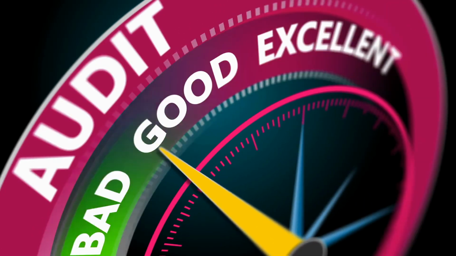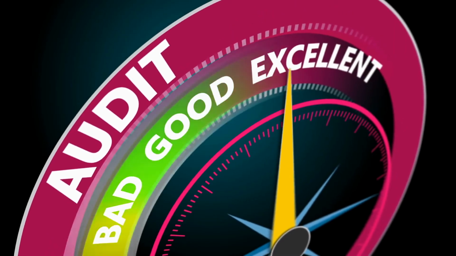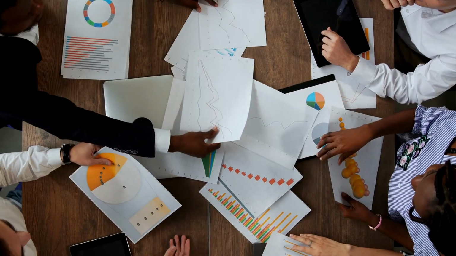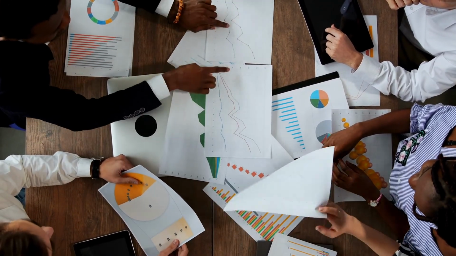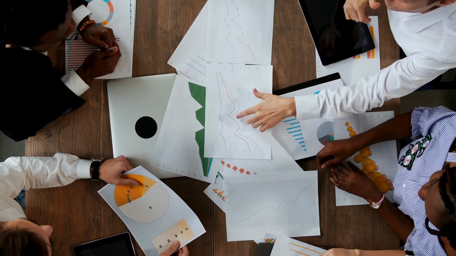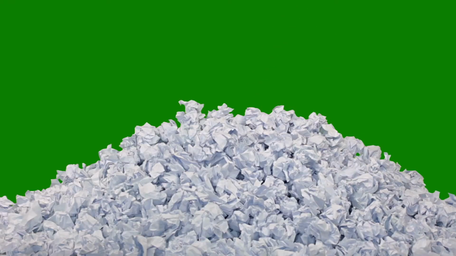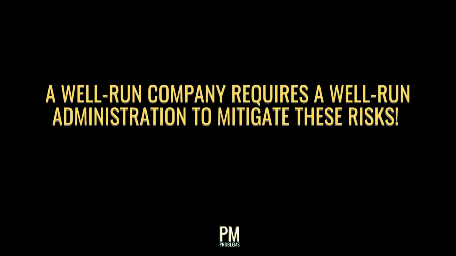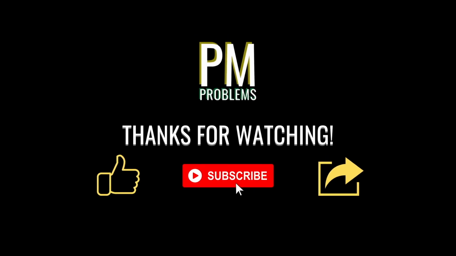A company can be audited at any time. The organization and accuracy of essential files will ultimately determine how smoothly this process goes and how quickly it's over. When an emergency takes place, the last thing anyone wants to do is scramble through stacks of messy, disorganized files. In fact, having to do so will make the whole situation a lot worse. Sloppy files create confusion and invite the opportunity for mistakes to waltz in the front door. A well-run company requires a well-run administration to mitigate these risks. And that's why administration is critical to the success of so many businesses.